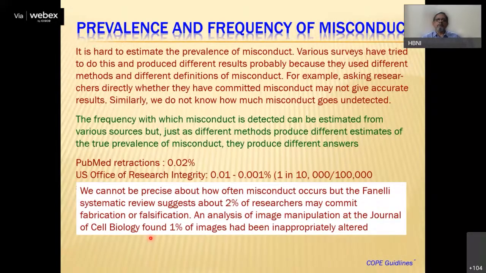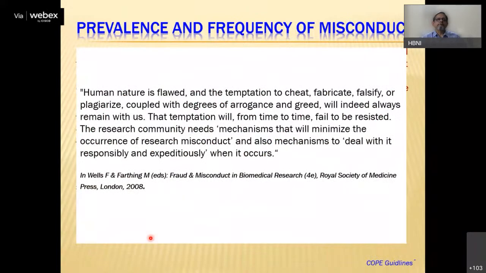So we cannot be really precise about how often misconduct occurs, but there is the Fanelli study, Daniel Fanelli, one of whose graphs I had shown in one of the earlier lectures. The systematic review suggests about 2% of researchers may actually commit fabrication or falsification. And analysis of image manipulation at the Journal of Cell Biology found 1% of images had been inappropriately altered.